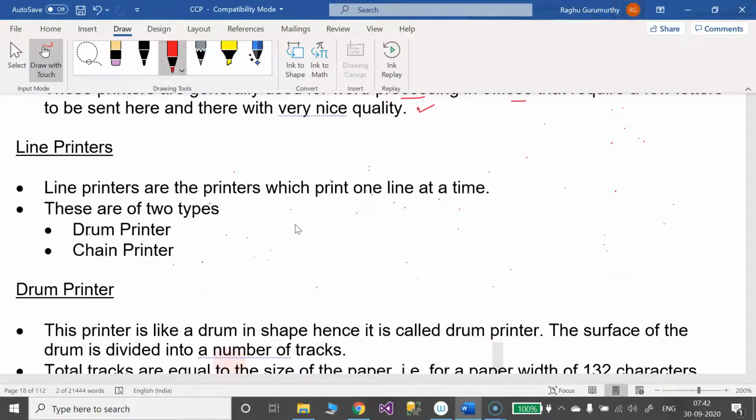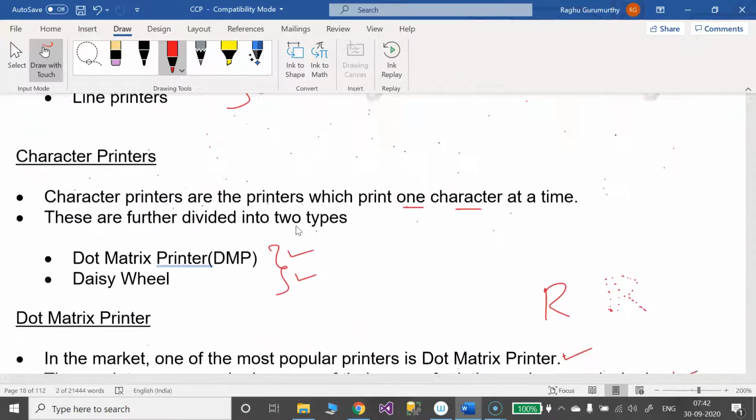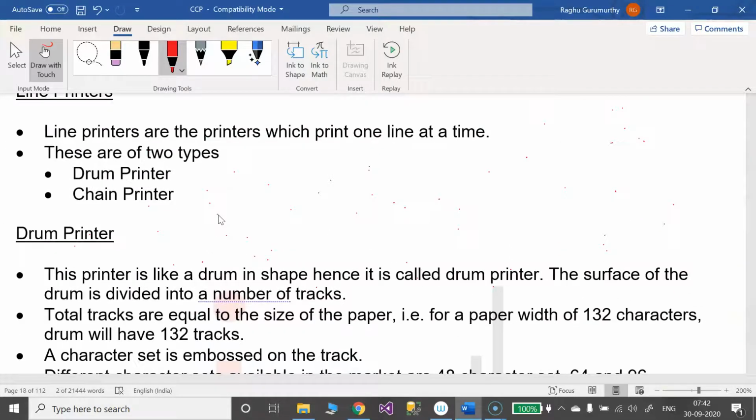Line printers. The name itself is indicating what is happening. This is a character printer. This is a line printer. Line printers are the printers which print one line at a time. Got it? That is, character printers print one character, and this one prints one line at a time. These are of two types: drum printer and chain printer.